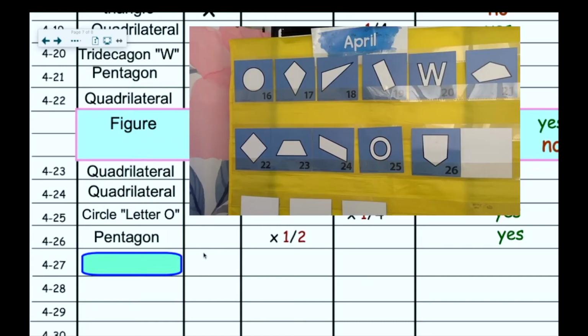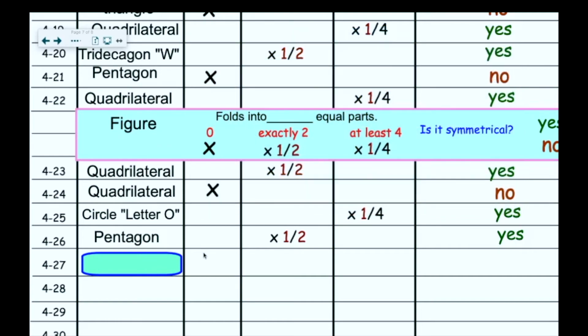So you're going to see both our calendar cards and our observation chart on the screen. Take a look at them both and make a prediction about what you think today's shape will be and how many equal parts it might fold into. When you have your prediction, you can share it with someone. Again, you're making a prediction about how many equal parts the shape will fold into, or if they won't fold into any equal parts, and what kind of shape it will be.